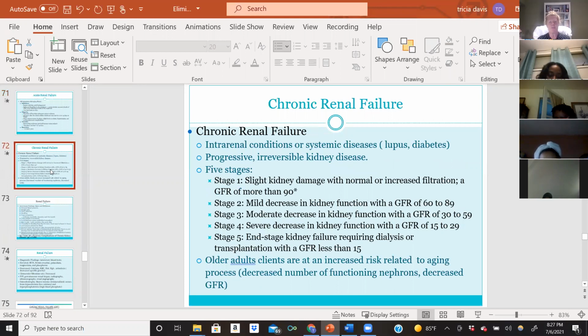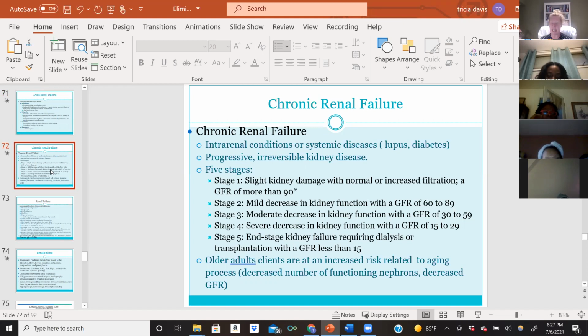Chronic renal failure. We see this related to systemic diseases like lupus or diabetes. Chronic renal failure is progressive and irreversible. So you know the differences between acute and chronic. Acute is a very sudden onset and it's reversible. Chronic is very progressive and irreversible. Chronic renal failure has 5 stages.